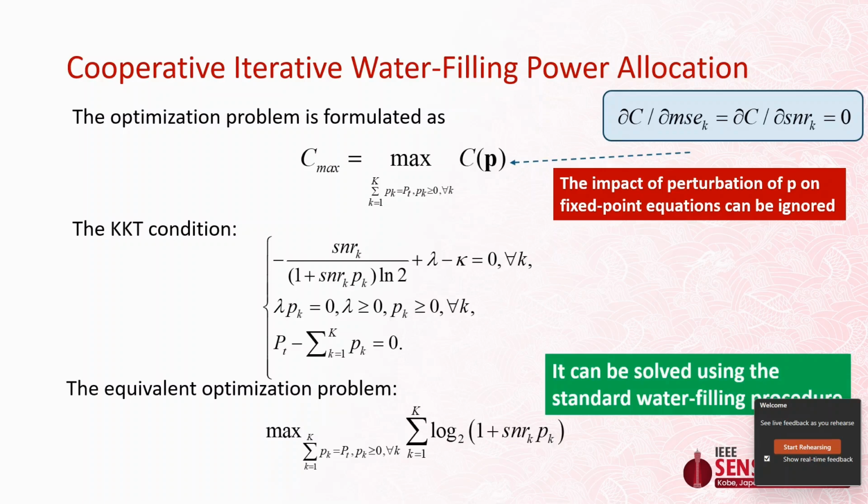The first task is to eliminate the influence of the fixed point equation. As the solutions to the fixed point equations, the partial derivatives of capacity with respect to MSE and SNR are equal to 0. Thus, the impact of perturbation of the fixed point can be ignored.